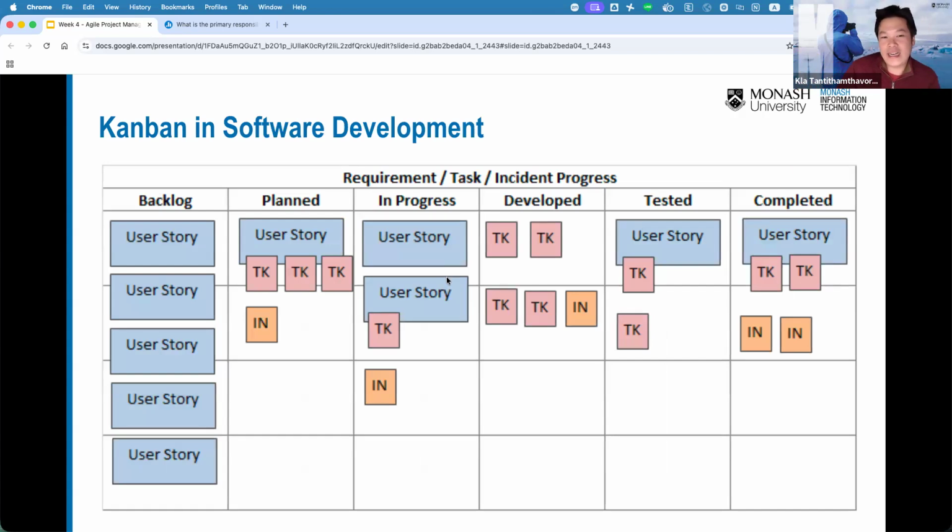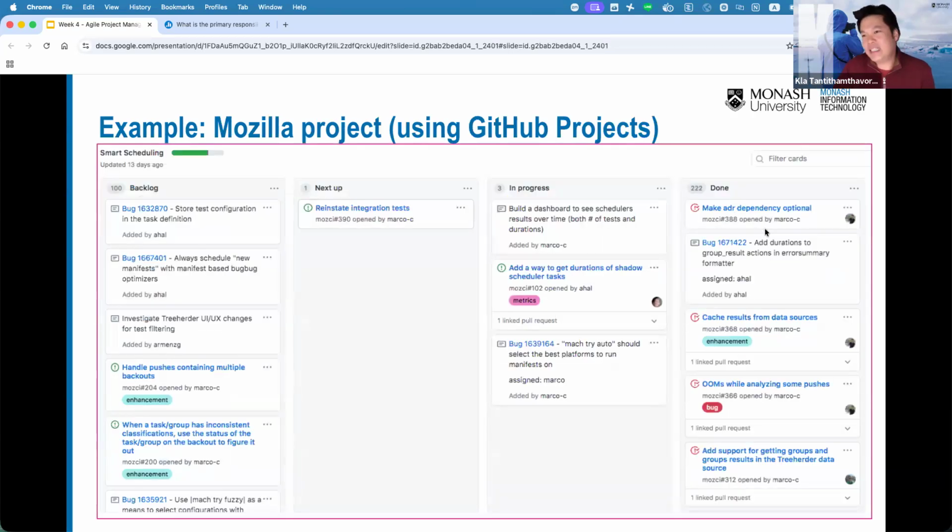And this is an example of Kanban in software development. In the backlog, you have a bunch of user stories from the planning. These are the things that you need to do. And then you assign who should do what, you move to in progress, develop, test it, deliver, complete it, that kind of thing. This is an example of the Mozilla projects.